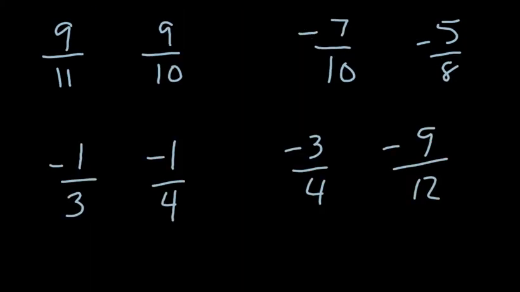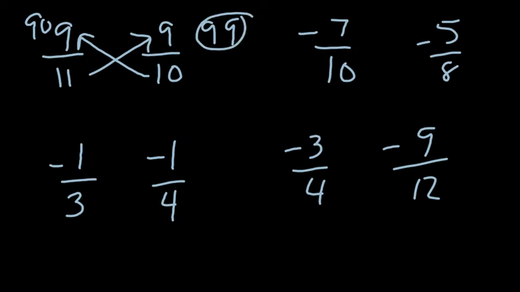Okay, cross multiply up. 9 times 11, 99. 10 times 9 is 90. This one is bigger, so 9/11 is less than 9/10.